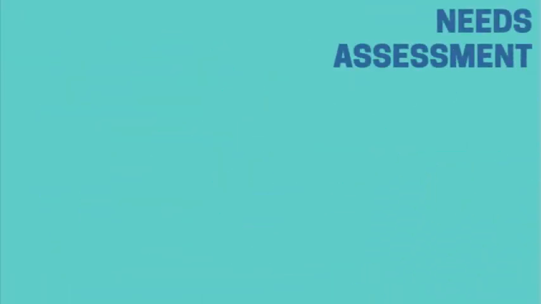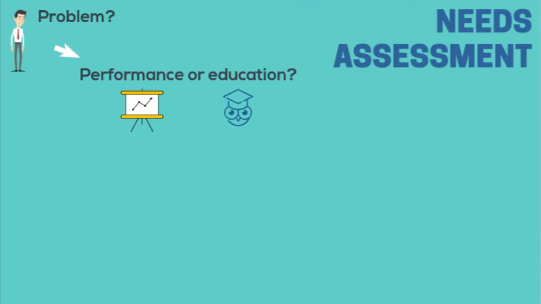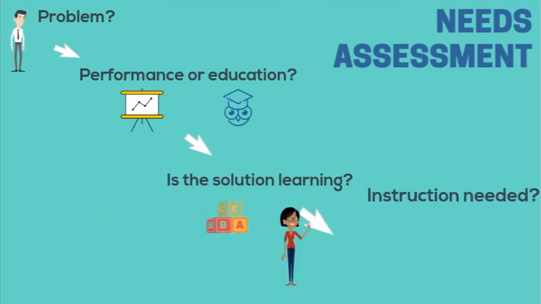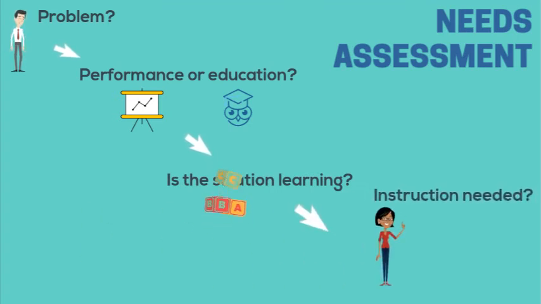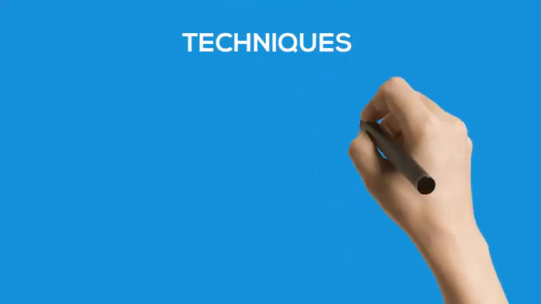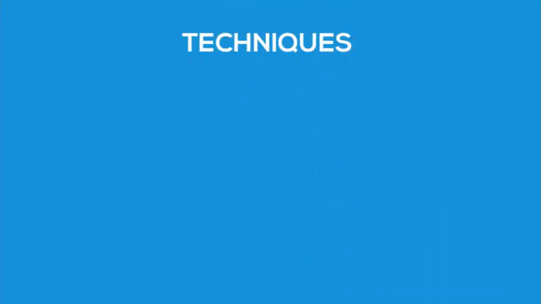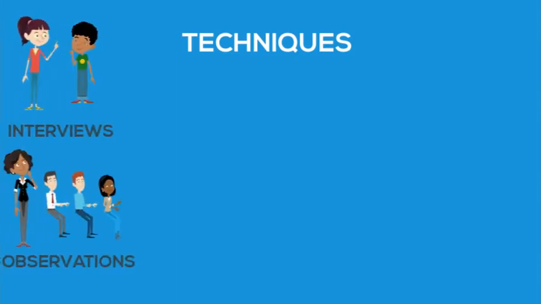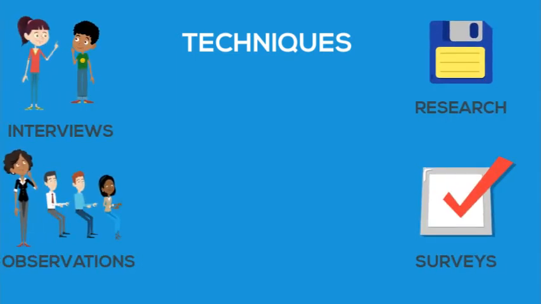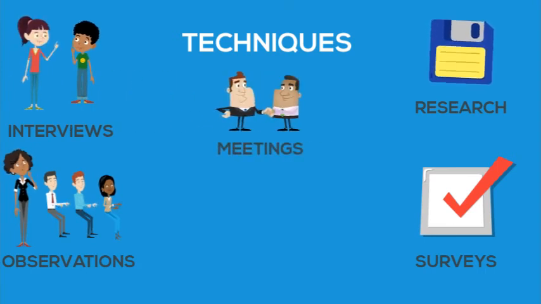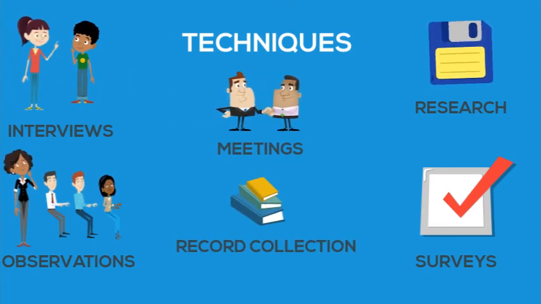A needs assessment consists of four pieces. First, determine whether there is a problem. Then, is it performance or education? Third, is the solution to the problem learning? And fourth, what is the instruction needed? The techniques to collect this information is similar to learner analysis, as it also involves interviews, observations, research, surveys, one-on-one meetings with stakeholders, and record collection.